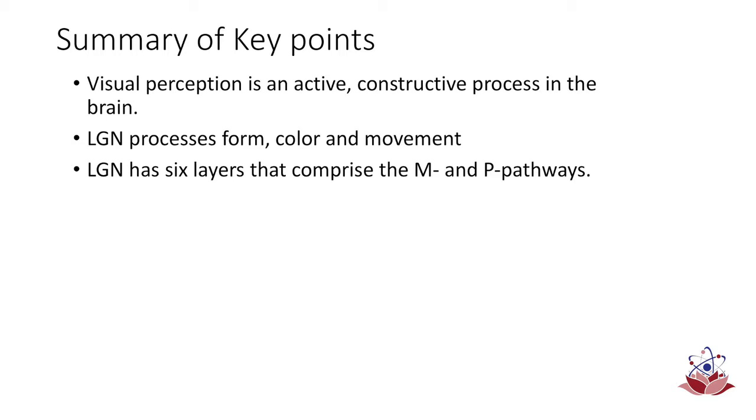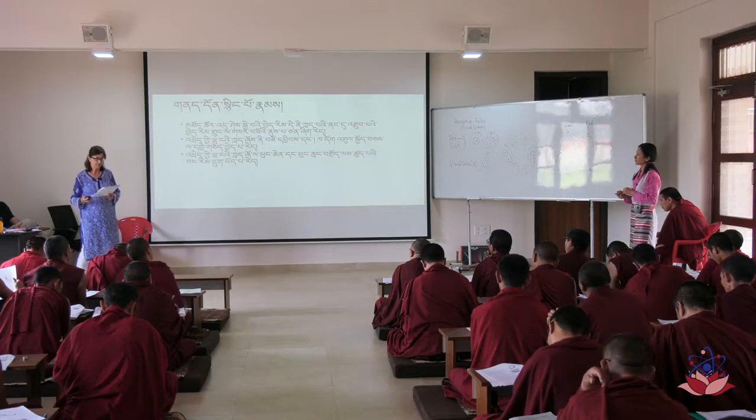In the LGN, there are different layers that process information coming from the two eyes and information about form versus movement.